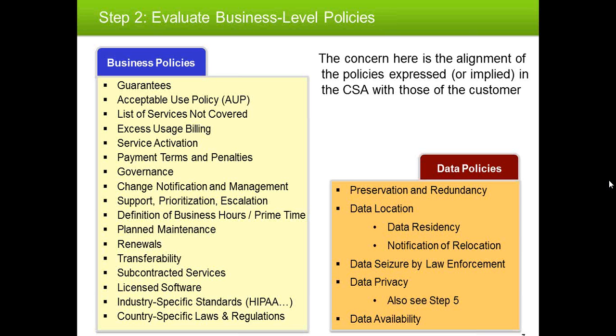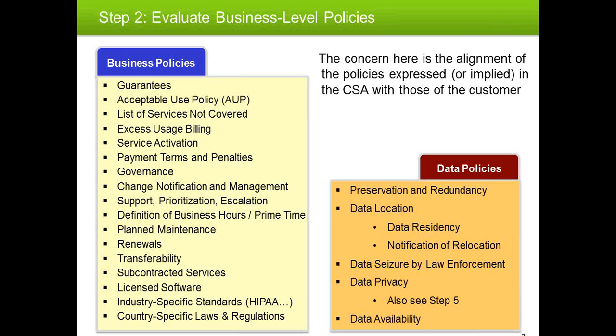We've encountered issues where support or prime time is defined according to the time zone of the provider, which is mostly located, for example, in the U.S., which means that the customer's business could be down in Singapore for an entire working day without the provider considering that this is a prime time outage, etc.